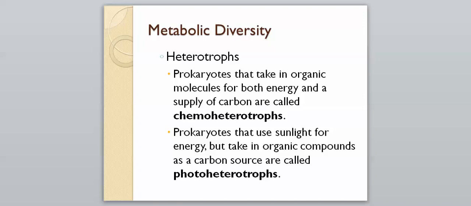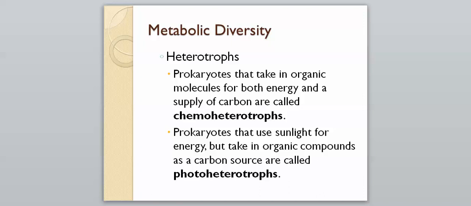And then there are prokaryotes that will use the sunlight for energy. So again, that's kind of the big difference there. They actually can take in the sun for energy, but they also take in other organic compounds as well for carbon, and those are called photoheterotrophs. So if you remember photosynthesis that plants did, that's taking in the sunlight. Photoheterotrophs have to take in the sun for energy, but they also need to take in another source of food for their source of carbon. So those are our 2 types of heterotrophs.